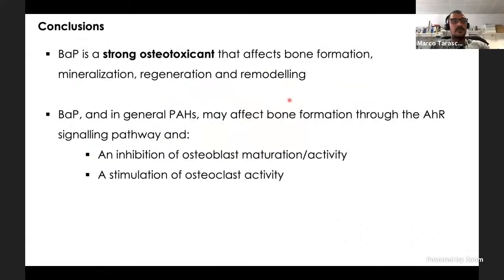Therefore, what I showed you until now is that BaP is really a strong osteotoxicant that affects bone formation, mineralization, regeneration, and remodeling. And we believe that BaP and in general other polycyclic aromatic hydrocarbons may affect bone formation through the AHR signaling pathway or the xenobiotic pathway, which will lead to an inhibition of the osteoblast maturation or activity and a stimulation of the osteoclast activity.